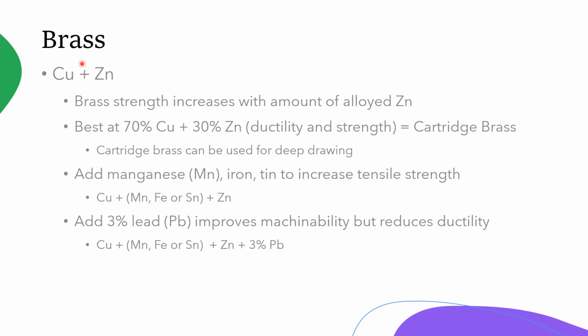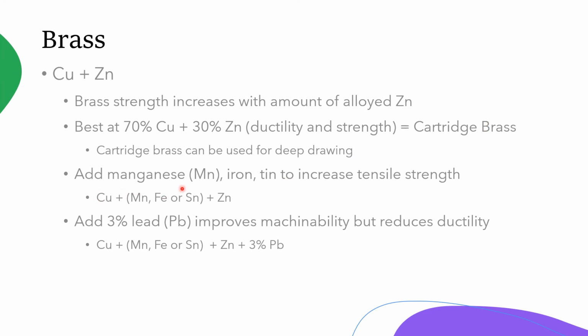So when we study brass, we know brass strain increases, okay, by changing the amount of alloy zinc, different strength, different amount of alloy zinc. So the best composition is 70% copper with 30% zinc, because that gives us the desired ductility and strength in brass. And we call them cartridge brass. And we use cartridge brass for deep drawing because of this ductility. So like I say, if you have a higher ductility, you can draw better. Draw means like draw the material, you can stretch it.